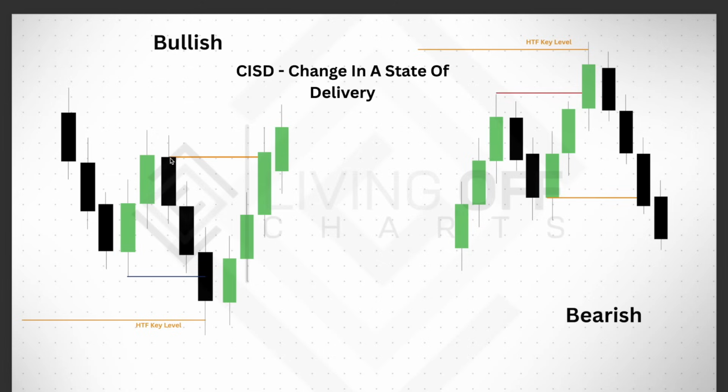Close above the bodies of the highest up close candle with the bodies, right? So body to body closure there. Right there, that's your change in the state of delivery. Okay, we don't need the bodies to close above the high. It just needs to be body to body here.